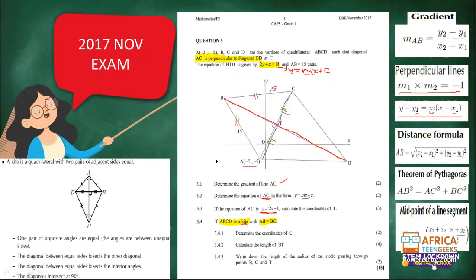Right then, in this case, we know coordinates of A, we know coordinates of T, but then we don't know coordinates of B. And we're supposed to calculate the coordinates of C. We also didn't know the coordinates of C. But because we know that T is in the middle of A and C, we can use our midpoint formula to get coordinates of C.